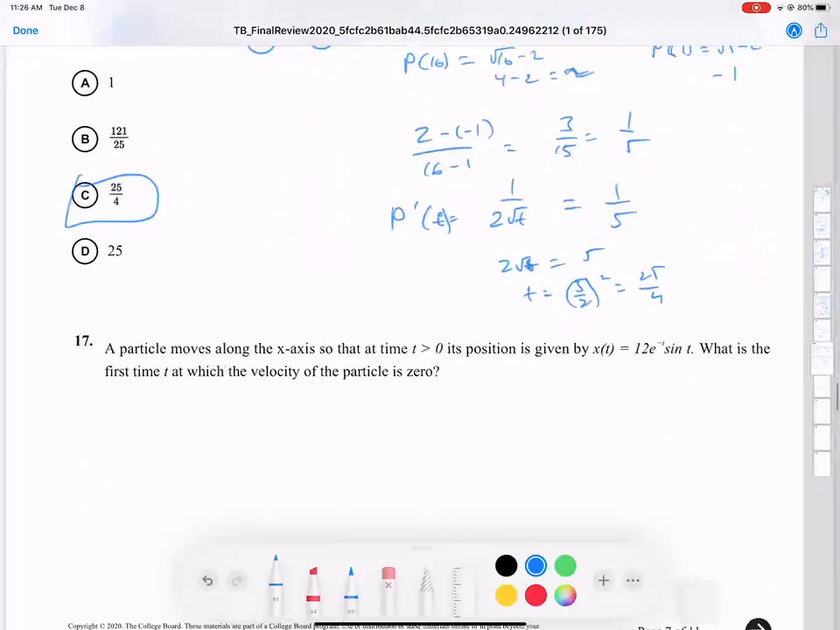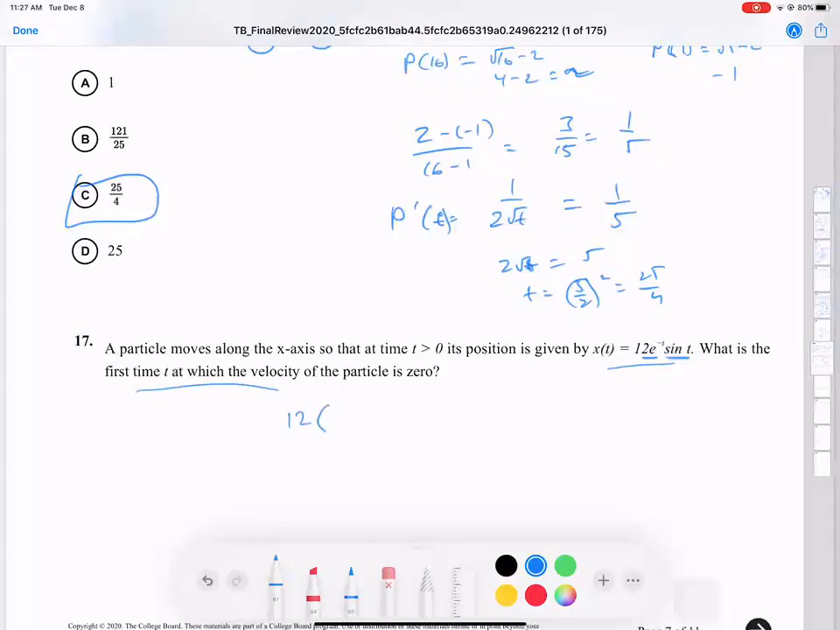Okay, a particle moves along the x-axis, and here's our problem. What is the time t at which the velocity of the particle is 0? So when would the velocity be 0? We just take the derivative. The problem is, take a look at this derivative. It's two different functions. We need to do the product rule.